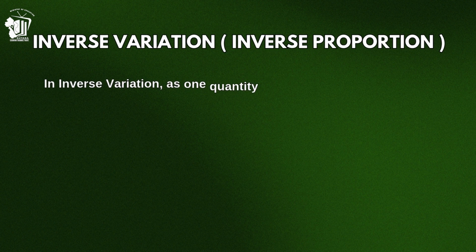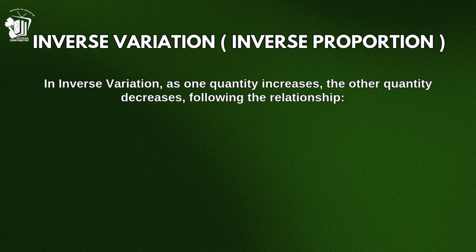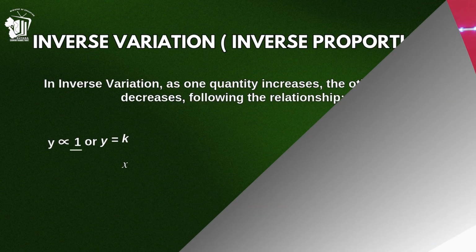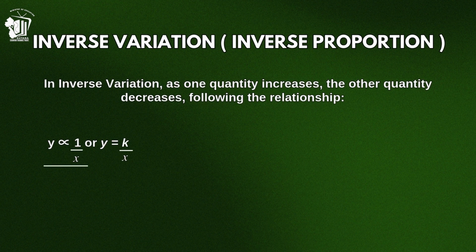So in inverse proportion, as one quantity increases, the other decreases. So this is the inverse to direct proportion. So as one increases, the other decreases. So this is following the relationship. So this is what this part is saying. y is inversely proportional to x, or this is represented as y is equal to k over x.